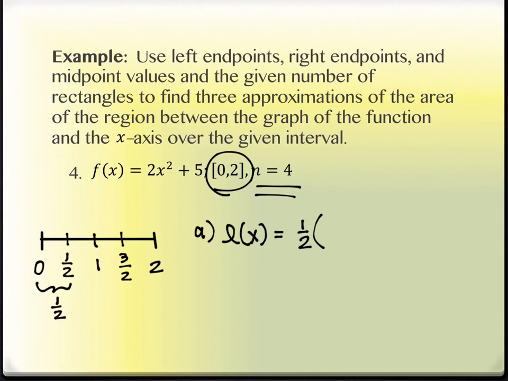And then if I'm using my left-hand endpoints, I use the first 4 starting at the left. So I will use f of 0 plus f of 1/2 plus f of 1 plus f of 3/2. Let me shift it over just a tiny bit to get myself a little more space.